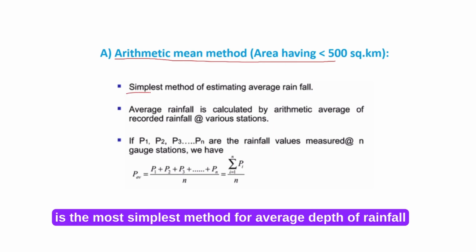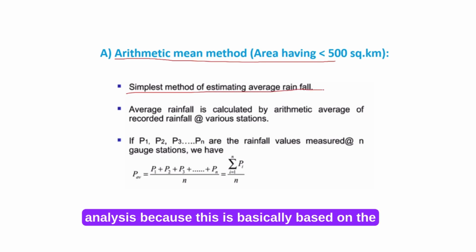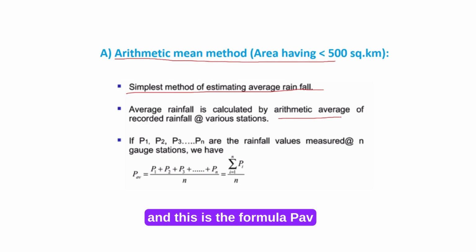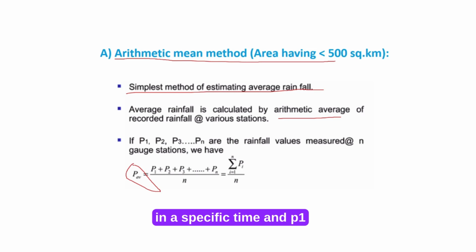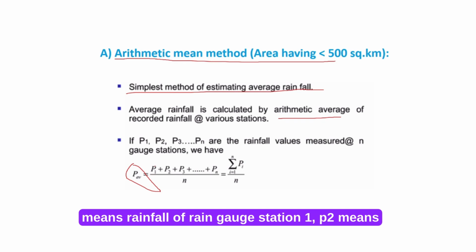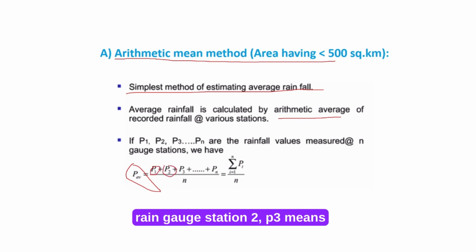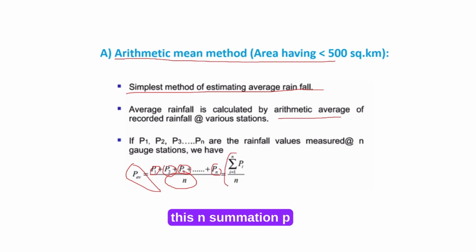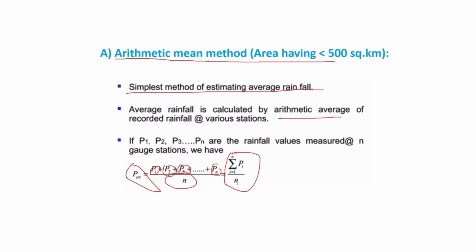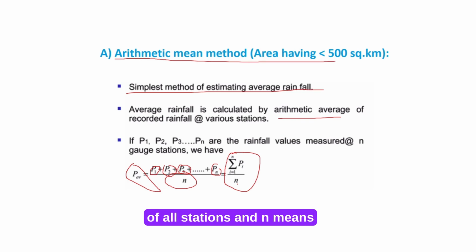And this is the simplest method for depth of rainfall analysis, because this is basically based on the arithmetic average of data. And this is the formula. P_av means the average depth of rainfall in a particular region in a specific time. P1 means rainfall of rain gauge station 1, P2 means rain gauge station 2, P3 means rainfall of rain gauge station 3, and up to Pn means n number of stations, and divided by n, that means total number of stations present in a particular region. In simple format, we can write the formula like this: summation of P divided by n. P means rainfall of all stations, and here n means number of total stations.